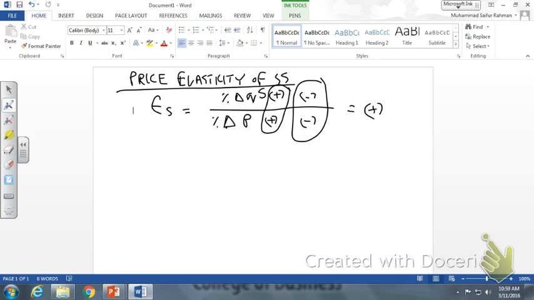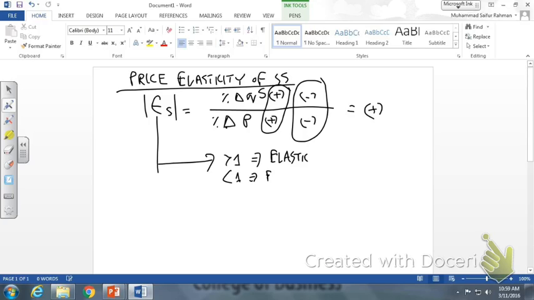So if the sign of the price elasticity of supply is irrelevant, what is important is the magnitude. We can think about several different kinds of magnitude of the price elasticity of supply. We're going to look at the absolute value of the price elasticity of supply. If this is greater than 1, we call this elastic. If this is less than 1, we call it inelastic.